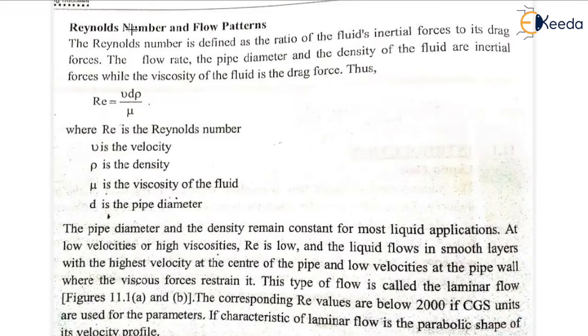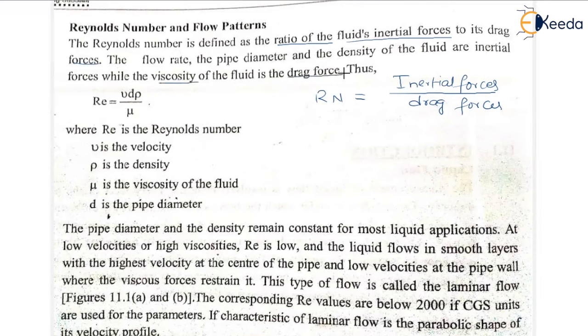Next, coming to Reynolds number and flow patterns. Reynolds number is defined as the ratio of a fluid's inertial forces to its drag forces. The flow rate, the pipe diameter, and the density of the fluid are inertial forces, while the viscosity of the fluid is the drag force.